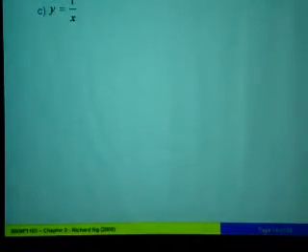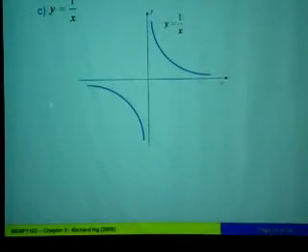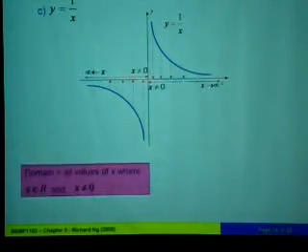Next, in example C, we have y equals to 1 over x. If we sketch the curve, we will get two curves for this kind of equation. So again the same, we have to take any point on the curve and draw dotted lines towards the x-axis. So we can see that all this x will continue until infinity. Okay? Until infinity. The same goes for negative.